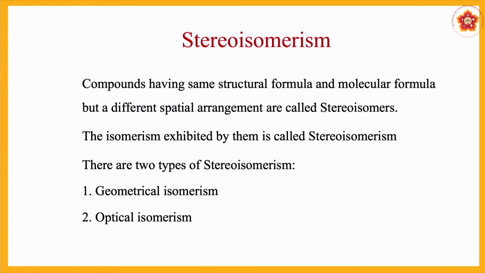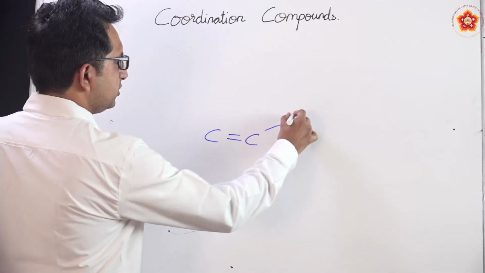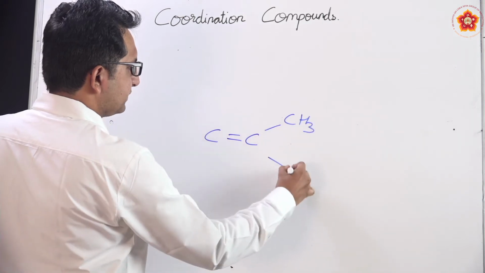So, what is stereoisomerism? Stereoisomers are those compounds where the structural and molecular formula will be the same, but their spatial arrangement will be quite different in nature. In stereoisomerism, the compounds will have the same molecular formula and structural formula, but a different spatial arrangement will be seen. Now, this we have actually seen in first year organic chemistry, where we had examples like this.